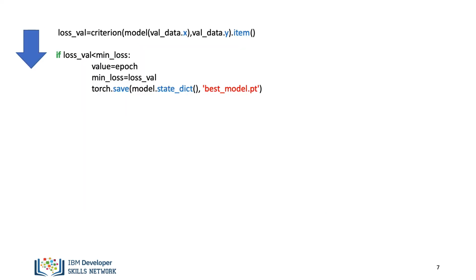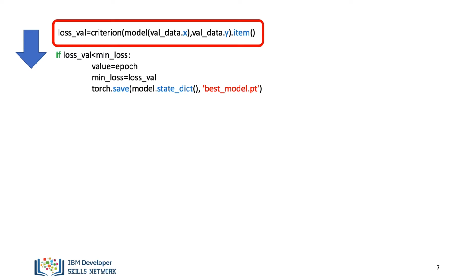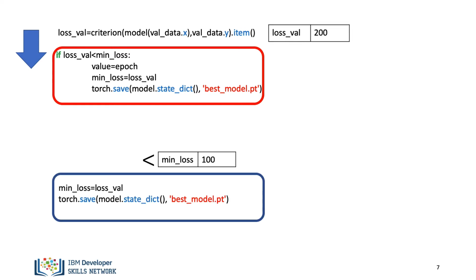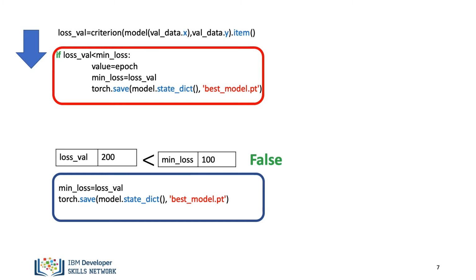For the first iteration, we calculate the loss or cost. The value is 200. In this line of code, we will check if the value of the loss is less than the previous iterations. If so, we will record the epoch, update the minimum loss value, and save the model. We compare the value of the loss to the previous smallest loss value. The value of the loss is larger. The value is false. We do not update the values and save the model.